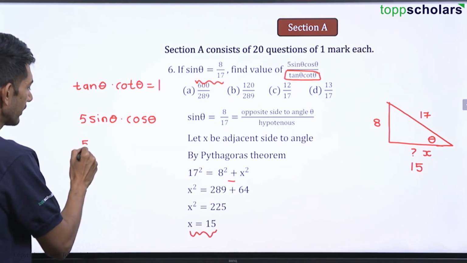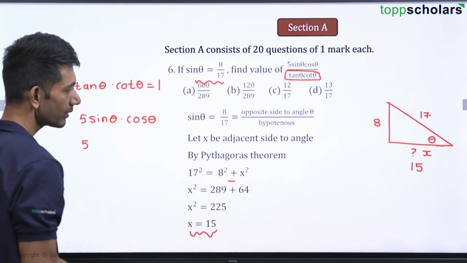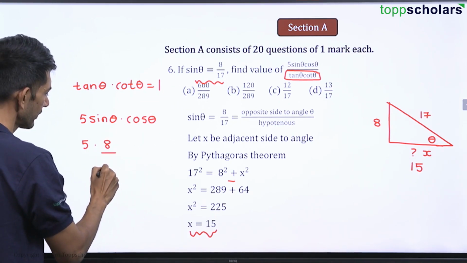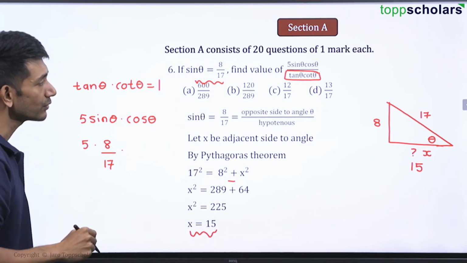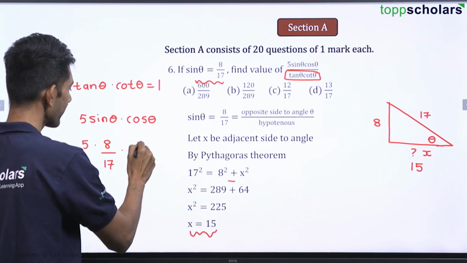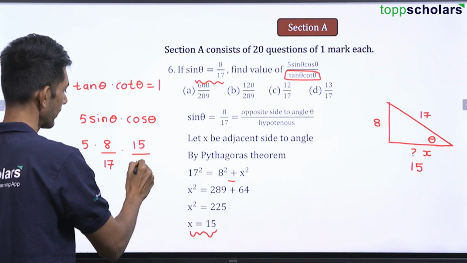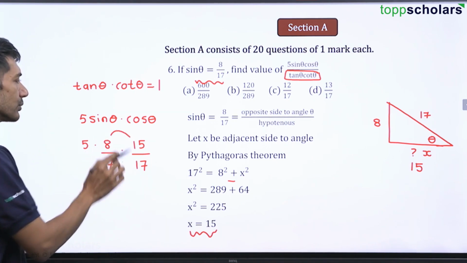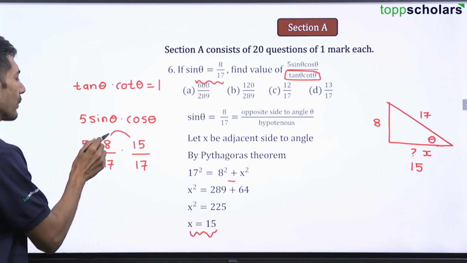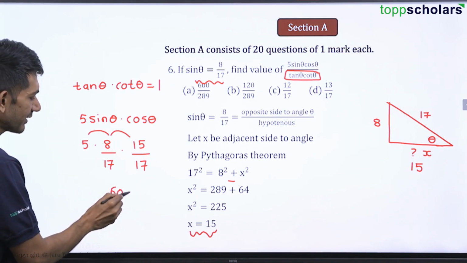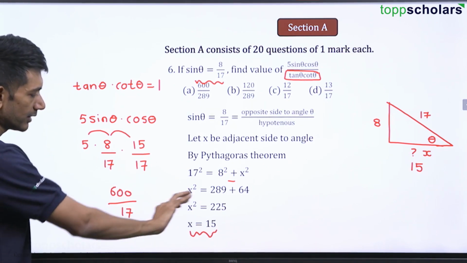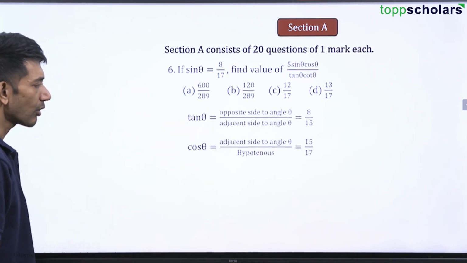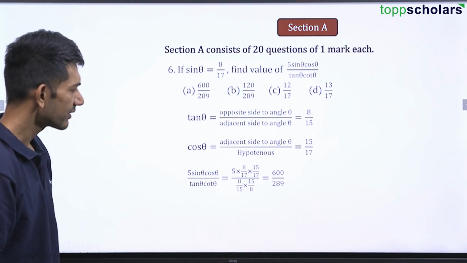So this is 5 sin theta. Sin theta is 8 by 17 and cos theta will be 15 by 17. So this is how you will solve further, right? You will multiply these two, that is 15 into 8 is 120, 120 into 5 is 600 and then 600 by 17 will be the final answer. So here let us see how they have taken it further. Tan theta they have found out, cos theta they have found out and then they have done this.